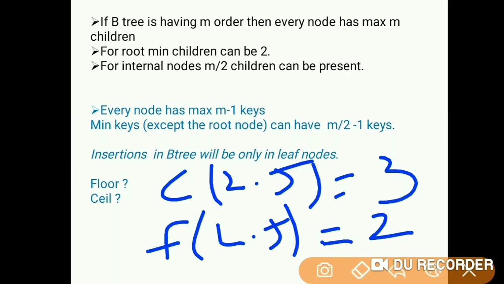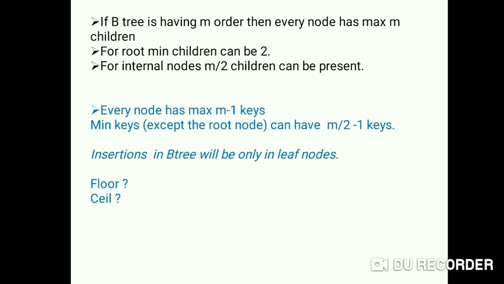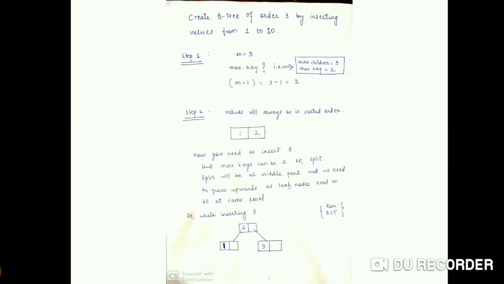Okay, so this was the part related to floor and ceil, and this all was related to B-tree properties. There are many properties of B-tree. You can listen to this video twice so that you'll be clear about the properties of B-tree. Now let's go directly to the example. See what is written: create a B-tree of order 3 by inserting values from 1 to 10.